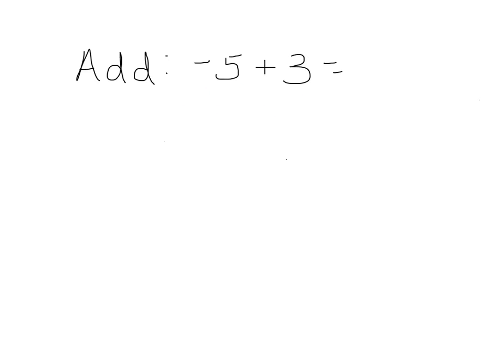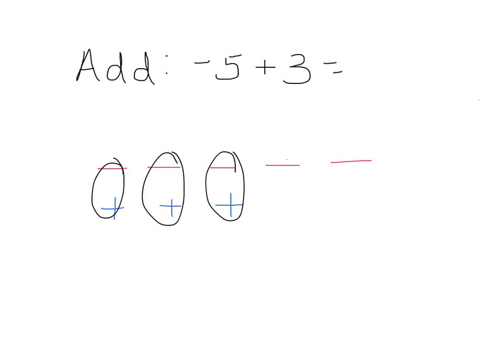So thinking of this as negative 5, if we look at it and think of it as 5 negatives, we'll have 5 negatives, and then we're going to put in 3 positives. So there's 1, 2, 3 positives. And so the key now is knowing that a negative and a positive will cancel each other out and make 0. So we'll have 0 here, 0 here, and 0 here. And that leaves us with 2 negatives. So negative 5 plus 3 is going to be equal to negative 2.